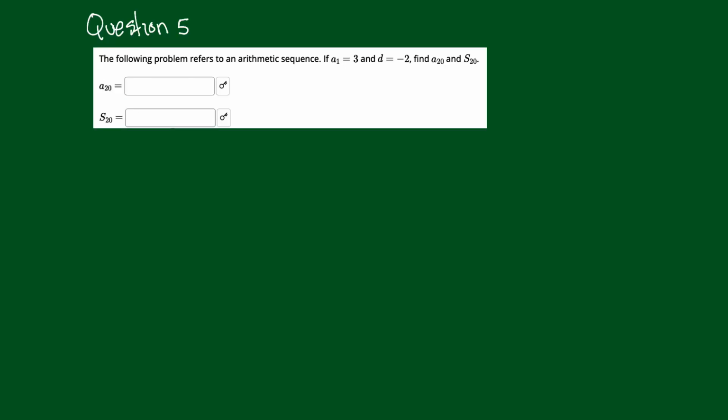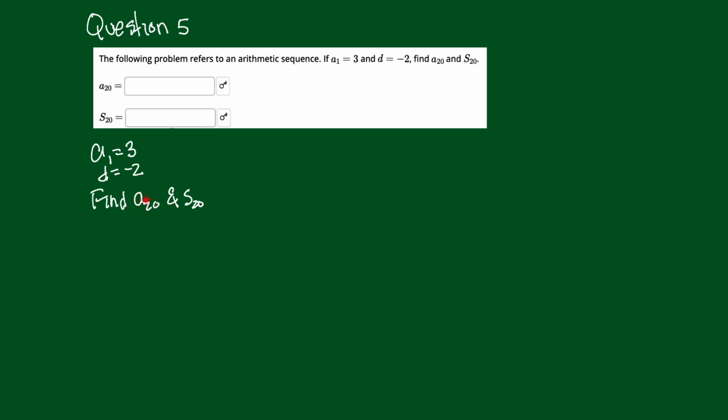Question 5 says the following problem refers to an arithmetic sequence. All right, so here's what I know right away. The first term we're given is 3. The common difference is negative 2. Now what we want to do is find a sub 20, find the 20th term, and then the sum of the first 20 terms. All right, let's start here.